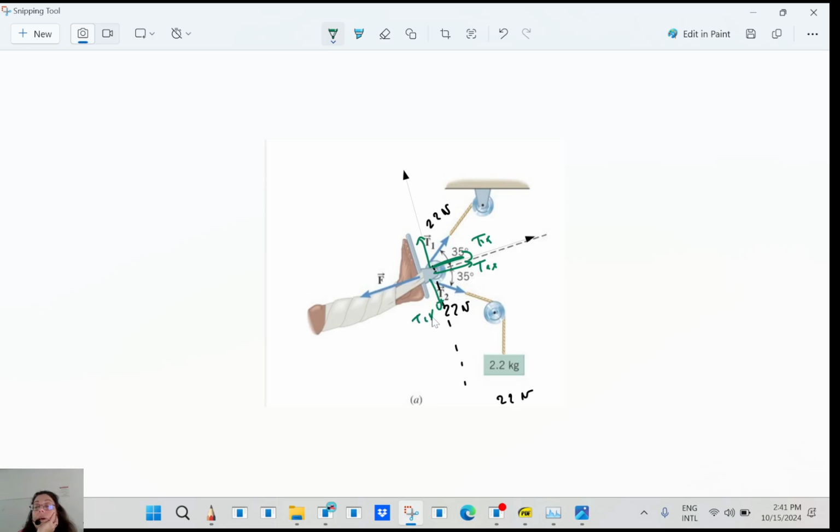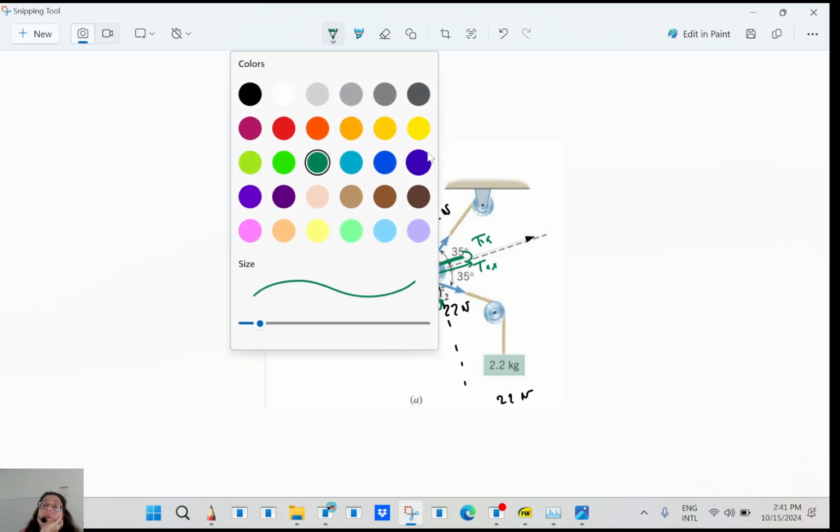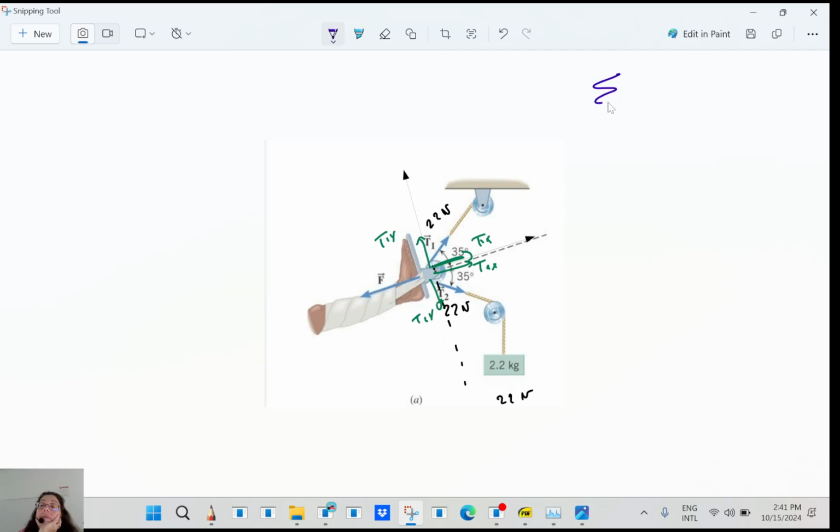T2y, T1x. Okay? And then you can say everything to the right equals everything to the left. What is pulling to the right? It's going to be the x component of T1 plus the x component of T2. What is pulling to the left? That will be your unknown. And you see, they are equal to each other.